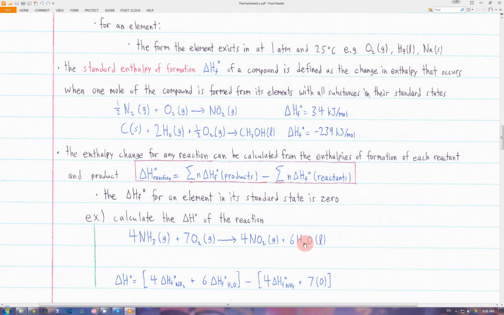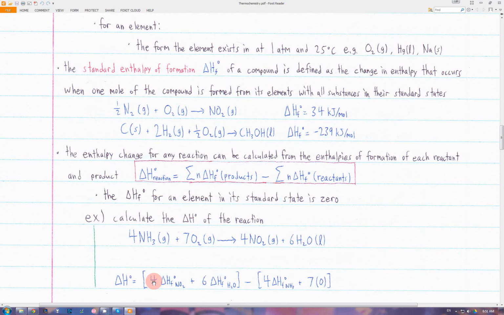So, as an example, if we have this reaction, if we want to use the enthalpies of formation to calculate delta H, first we have the products, so 4 times the formation enthalpy of NO2 plus 6 times that of H2O liquid, then minus the reactants, 4 times the enthalpy of formation of NH3 plus 7 times that of O2, which we know is 0, since O2 gas is already an element in its standard state.